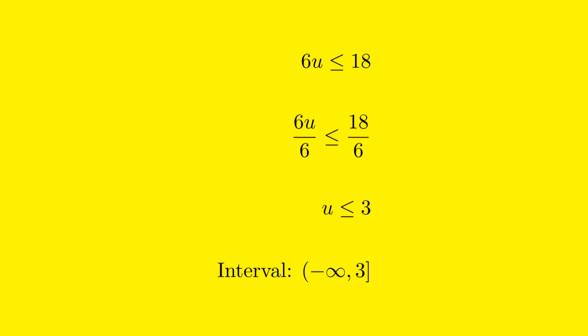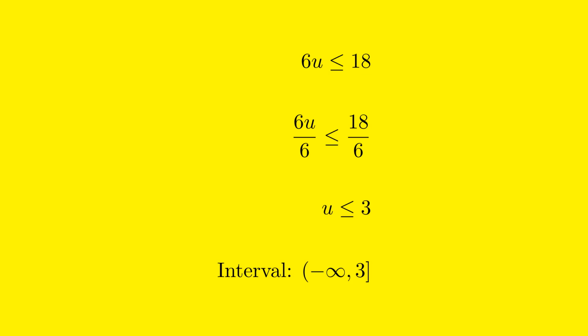Step 2 is to solve for u. Currently, we have the inequality 6u is less than or equal to 18. To isolate u, we must divide both sides of the inequality by 6. Dividing both sides by 6 ensures that the variable u is by itself on one side, making it easier to understand what values u can take.